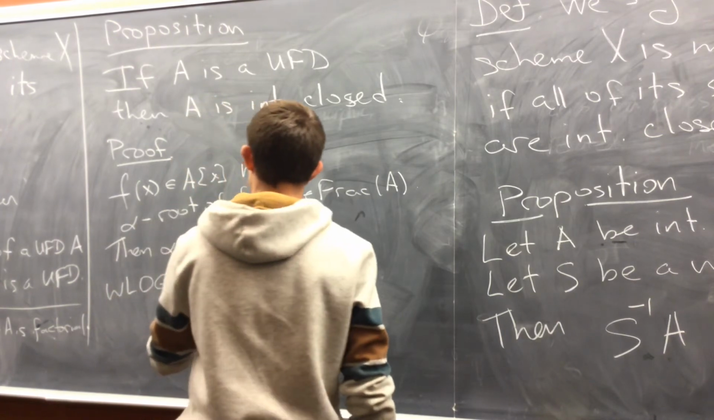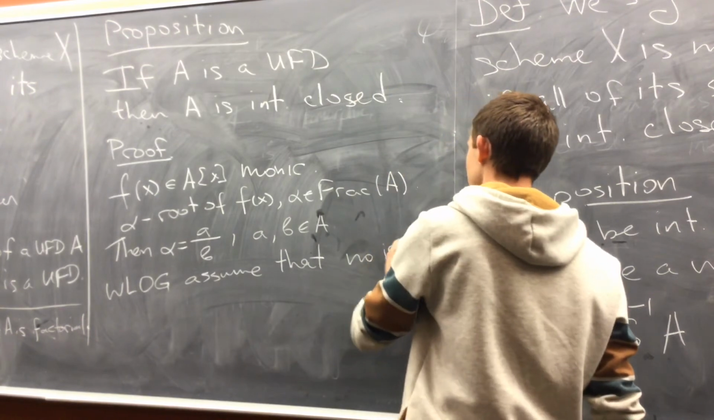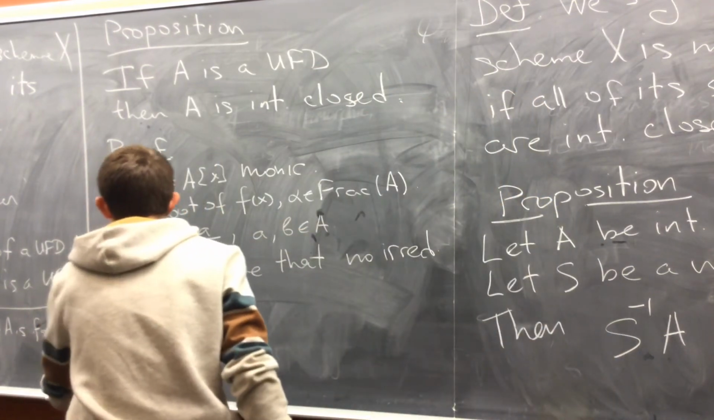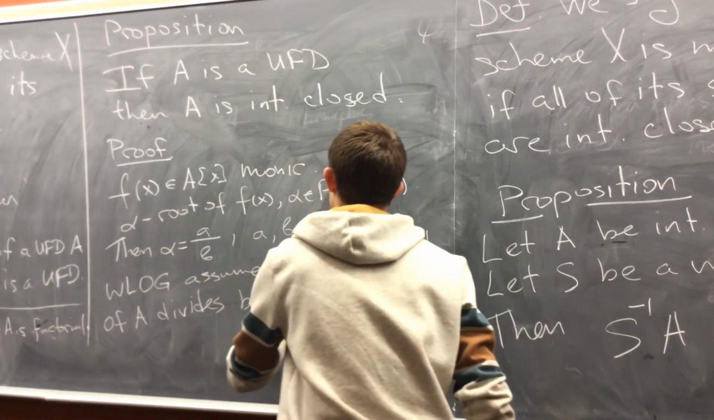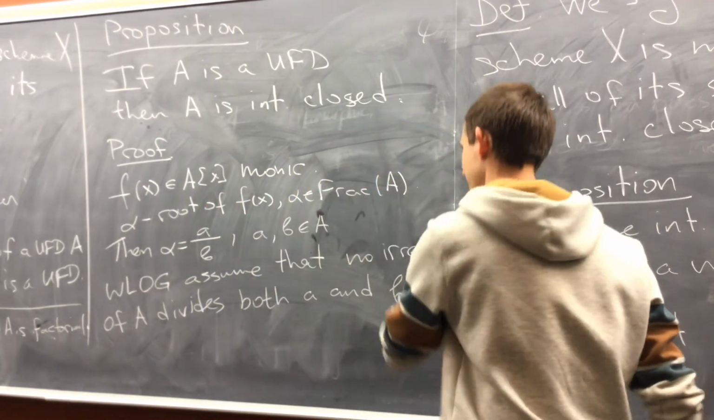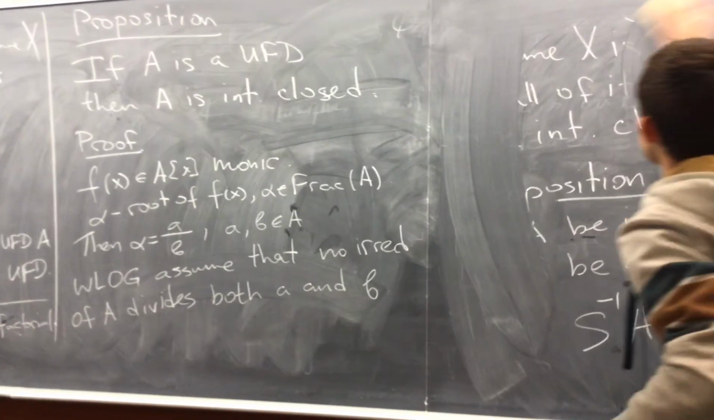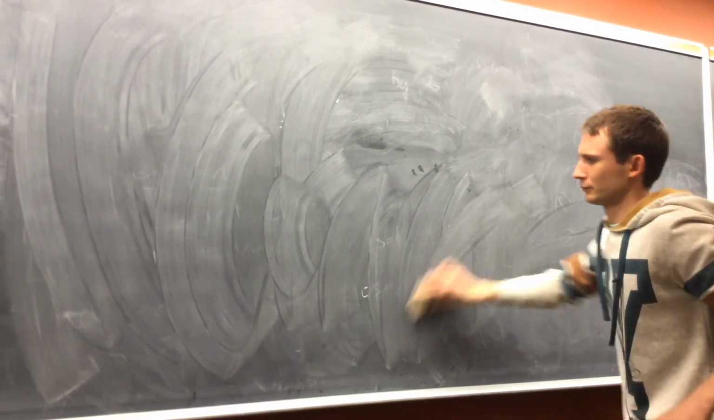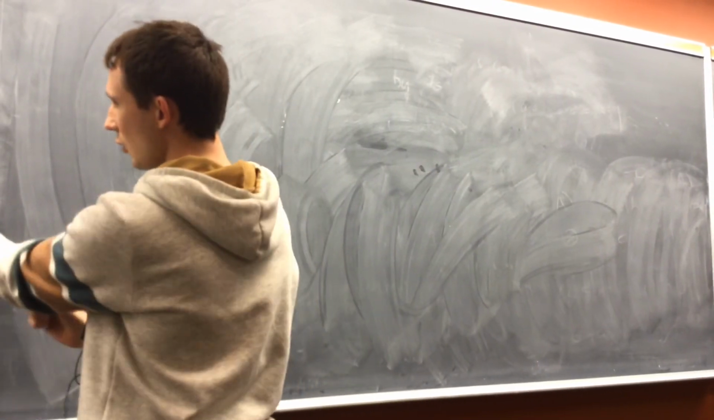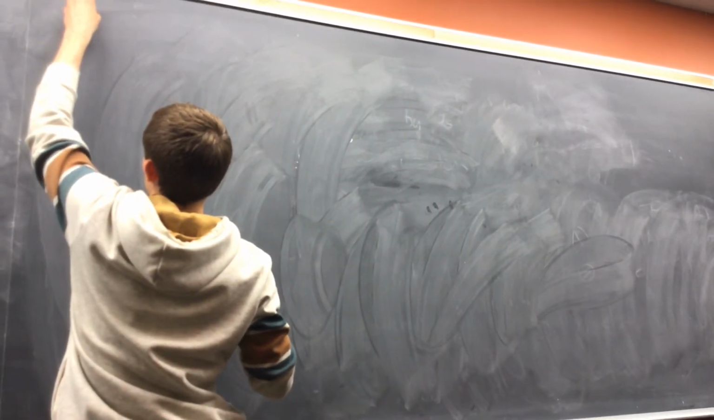assume that no irreducible of A divides both a and b. And now, actually, I'm going to proceed with the proof, and I'm going to proceed exactly in the same way as the rational roots theorem. So let's write down our polynomial.